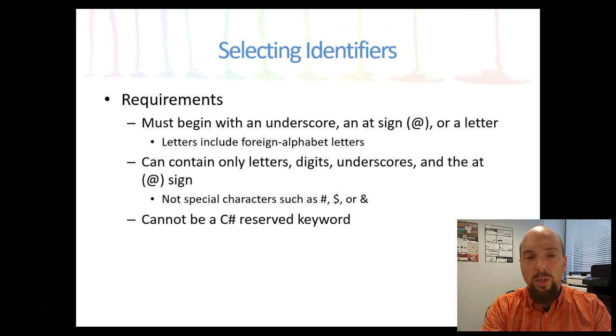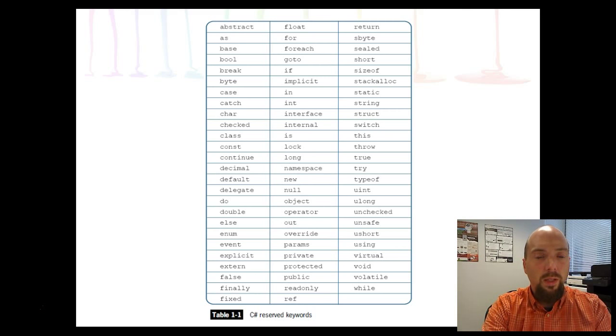So what are the requirements? When we start designing our variables, there are certain requirements that C# has. It has to begin with either an underscore, the @, or a letter. It can contain only letters, digits, underscores, and the @, and it cannot be a reserved keyword. So you cannot use any special characters in it. Now, this is a basic list. There's a longer list on Blackboard for all of the reserved words, and then also the prefixes that you should use when you actually design your programs and you create your variables.